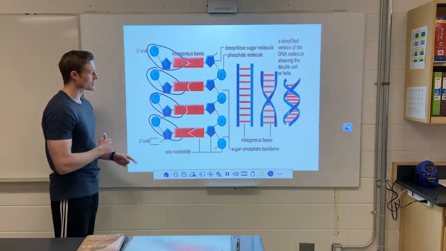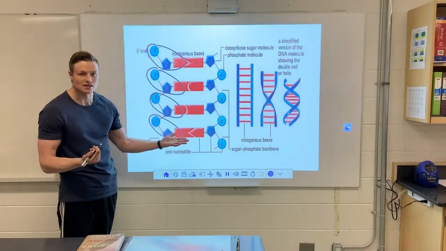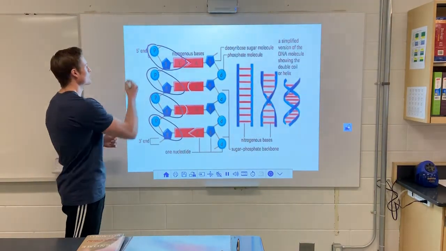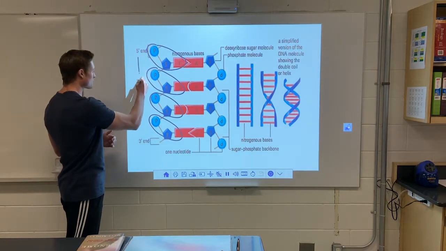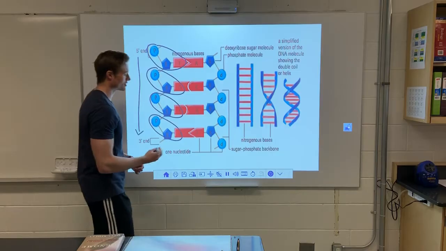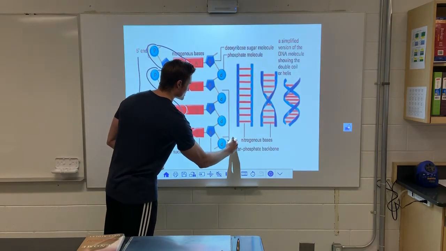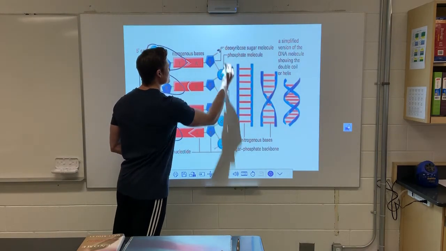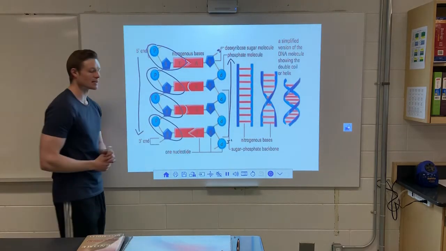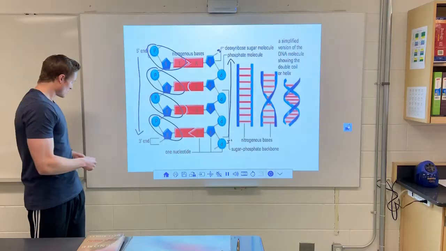On the other side, you'll notice that these are upside down. It's because DNA runs anti-parallel to one another. So we run 5' to 3' in this direction, and then over here, our 5' is down here, our 3' is up here, so we run in the opposite direction. So DNA is anti-parallel to one another.